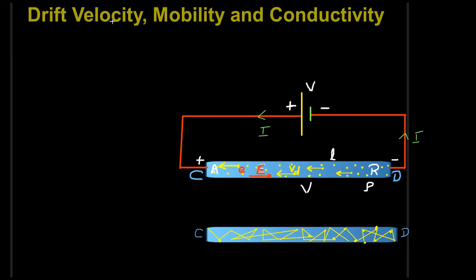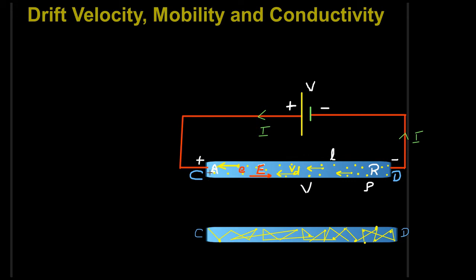Drift velocity, mobility and conductivity. What is meant by the term drift velocity? In a conductor, there are free electrons which are responsible for conduction. These free electrons are always in random motion, collide with one another and also with the ions of the conductor. Because of their random motion, the net velocity of these electrons will be zero when no external field is applied.